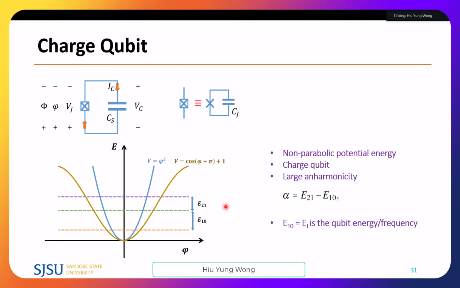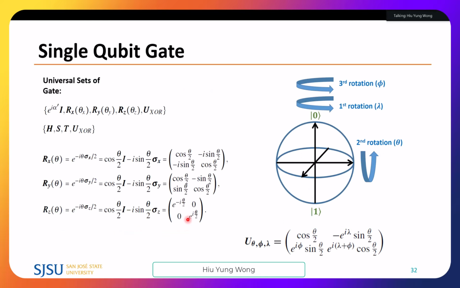Okay, so I just want to tell you that's why the Josephson junction is used in superconducting qubits, because we want to form a well-separated two-level system. That is the major reason. Okay, so now we have a two-level system. How do we form the single qubit gate?